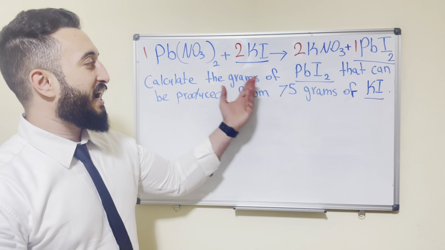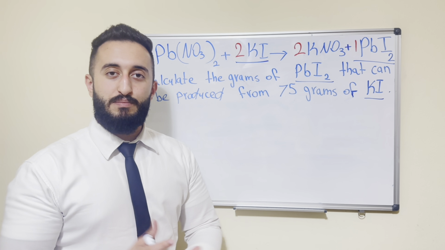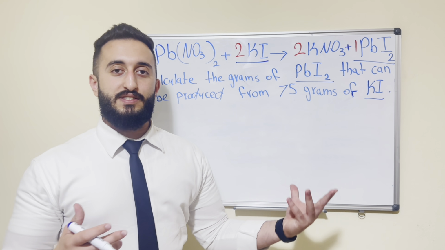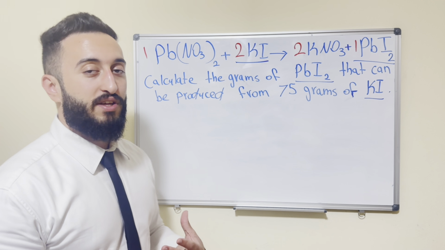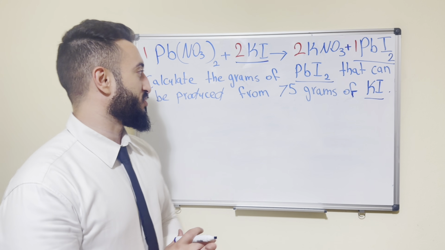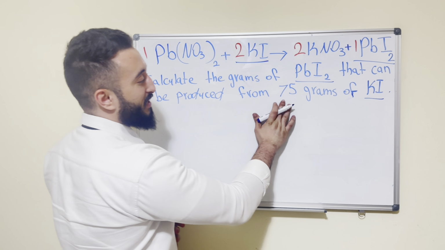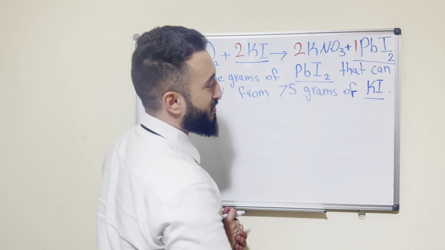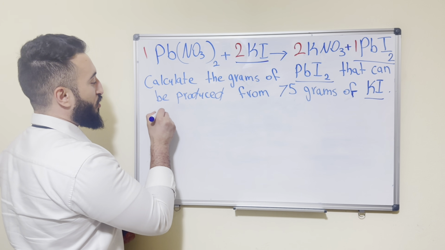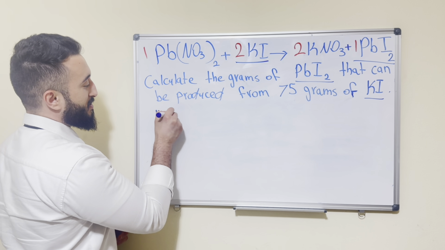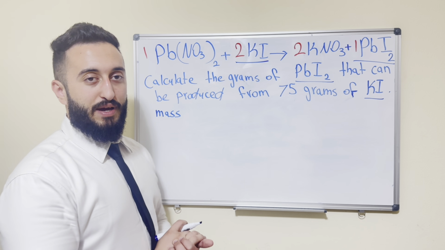But here, do we have moles? No, we have grams. So from mass to mass, let's find out together how we can solve this type of question. What is the given number here? The given number is 75 grams of what? Of potassium iodide. So we have the mass of potassium iodide.